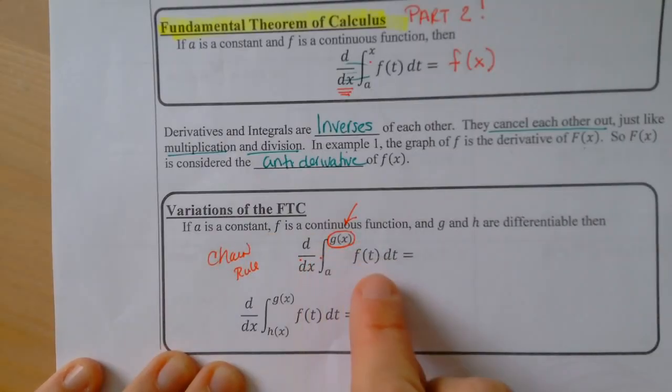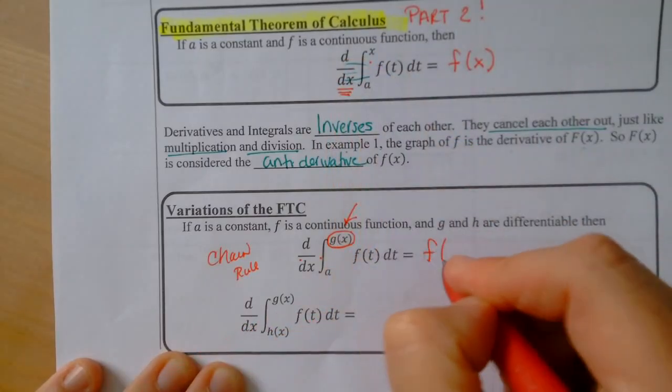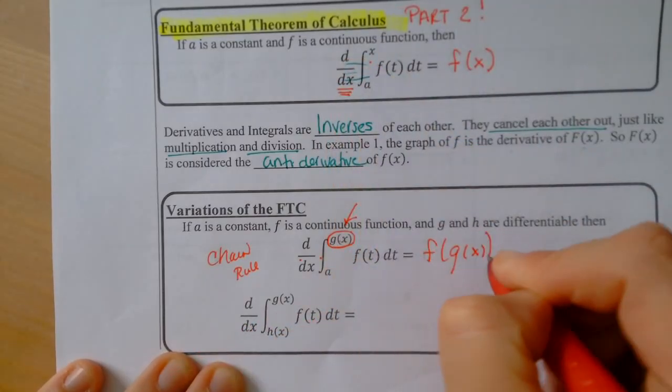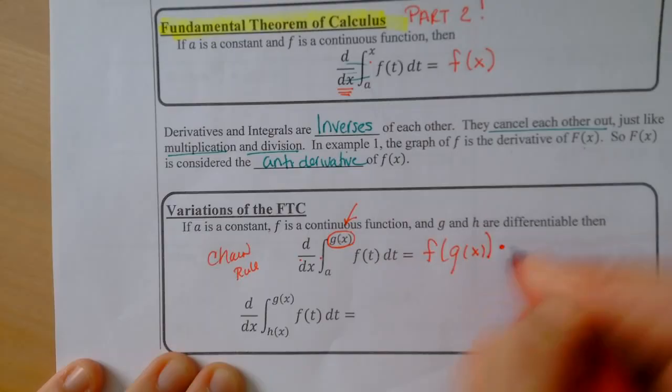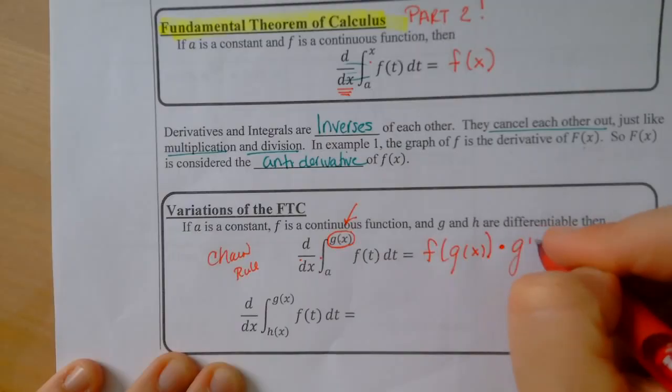Okay, so you're going to do the same thing. You're going to plug in that upper bound, just like we did here. We replace that. So this is going to be f of g of x. But now I have to multiply, because it's the chain rule, the derivative of that value. So times g prime of x.